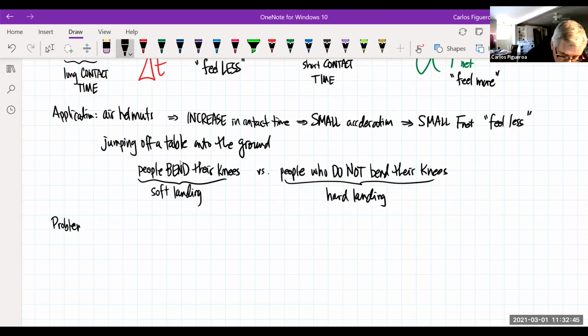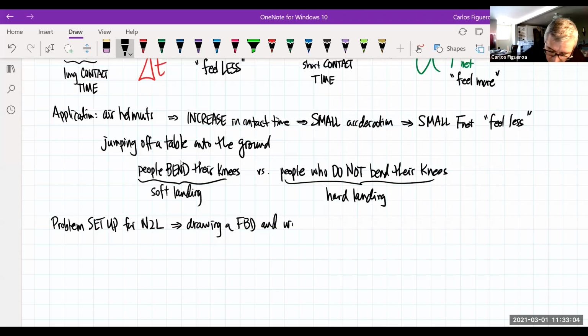Problem setup for Newton's second law. And that implies drawing a free body diagram and writing out N2L equations. That's what we really want to focus on right now.